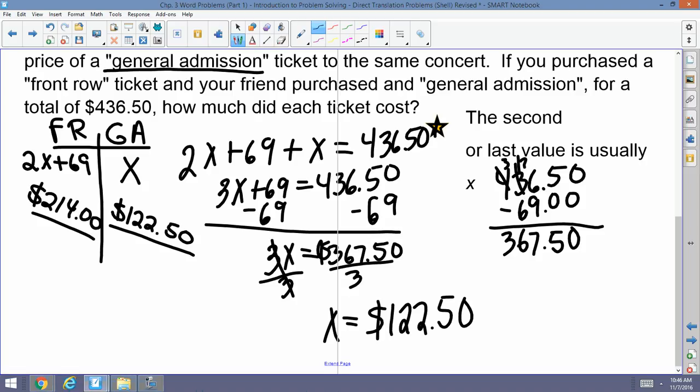Hold on, let me see. I did my math in my head. I may have messed up. 122.5 times 2. Oh, no, I'm sorry. 314 plus 69. 314. Thank you, kid. That's why I shouldn't do it in my head. Okay. Does that make sense? Guys, talk to me. Okay, let's continue.